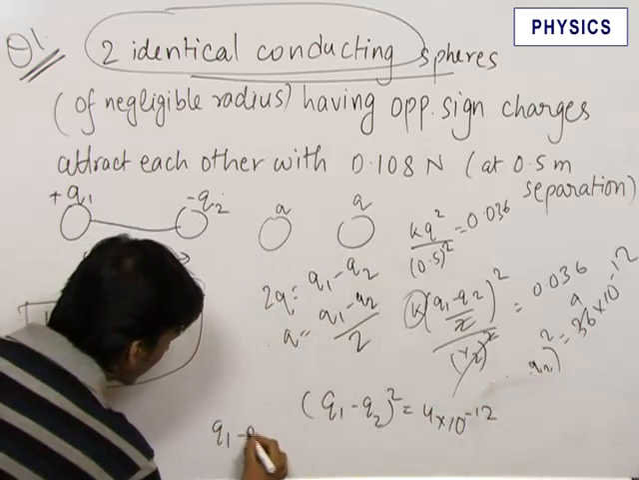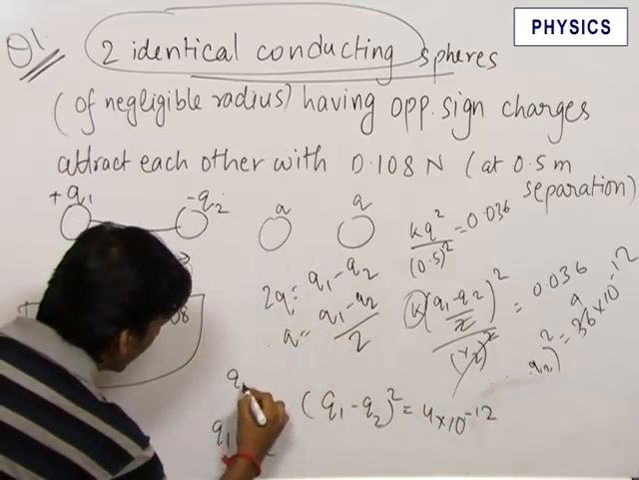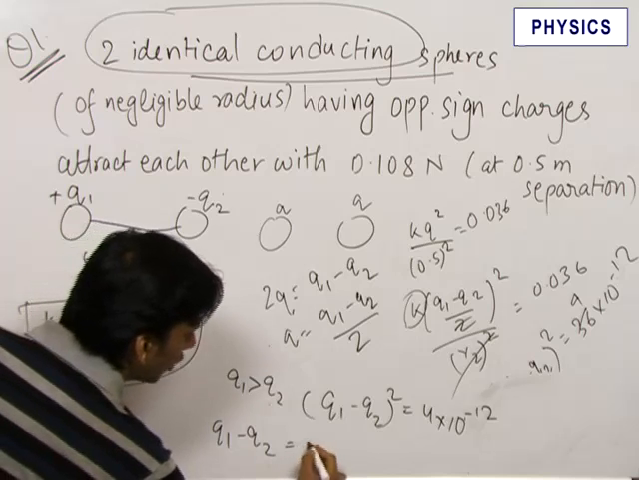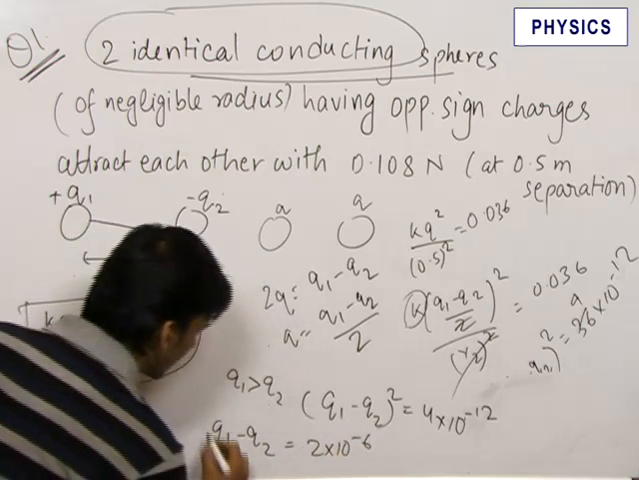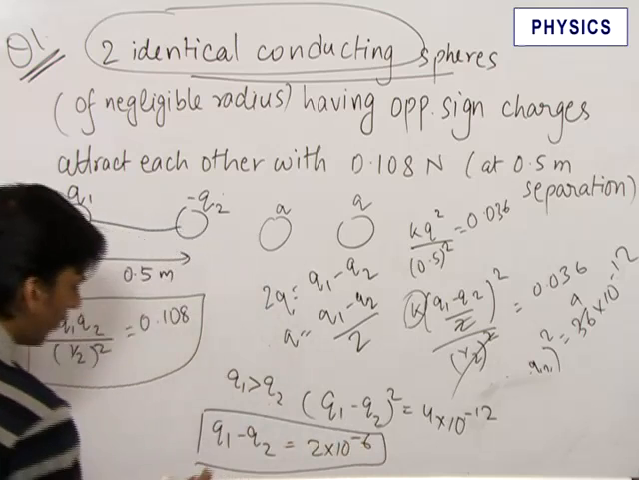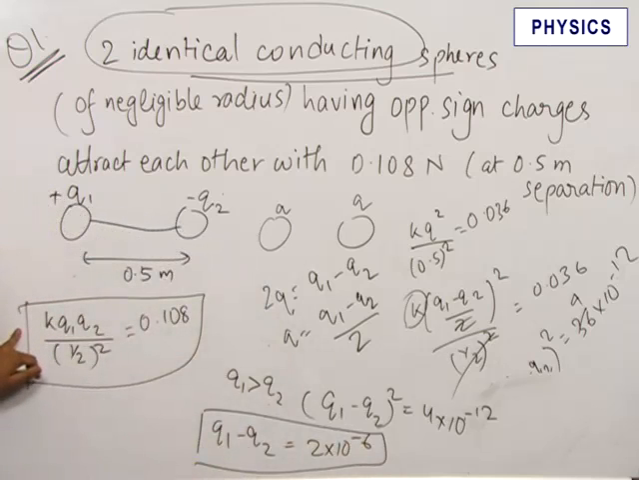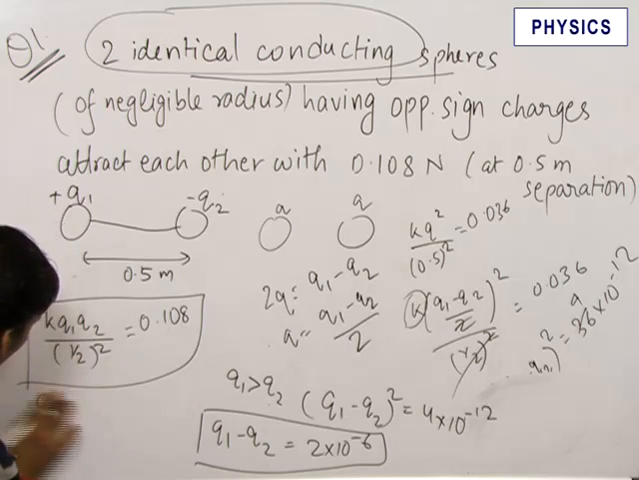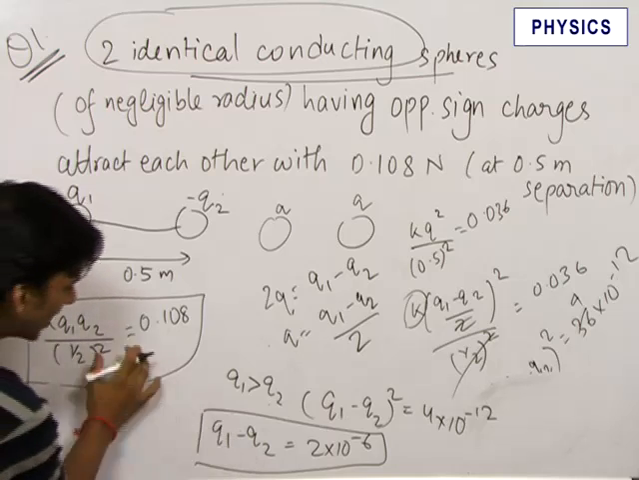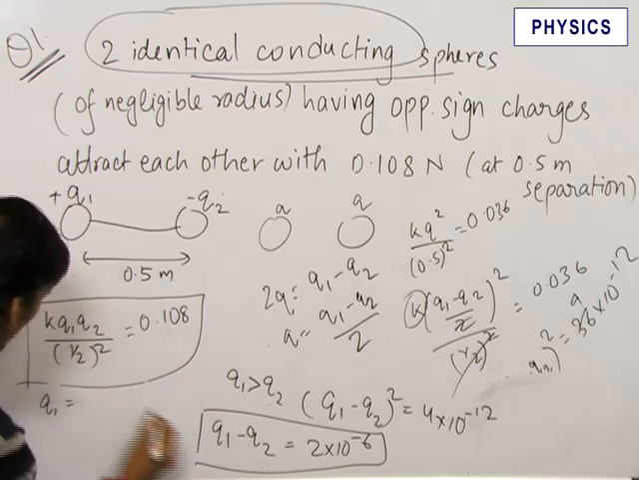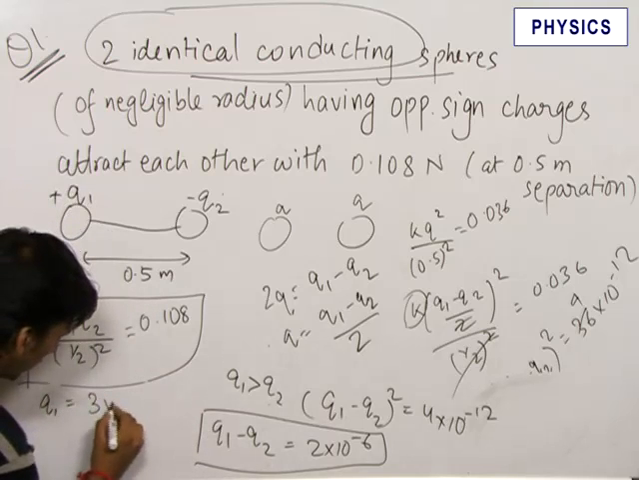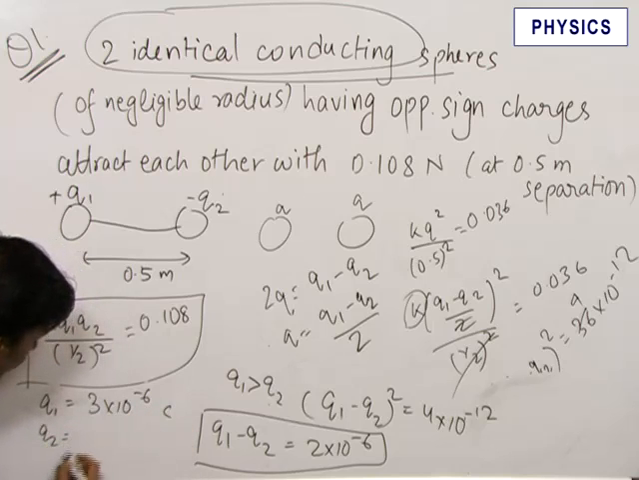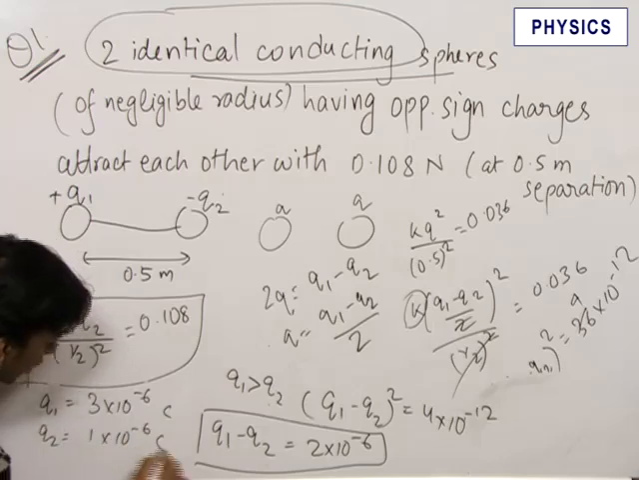Therefore we get q1 minus q2. Let us take q1 greater than q2. q1 minus q2 is equal to 2 into 10 raised to power minus 6. Therefore this is one equation and this is the second equation. On solving these two equations, we can easily get the value of q1 and q2. The value of q1 comes out to be equal to 3 into 10 raised to power minus 6 coulombs, and the value of q2 comes out to be equal to 1 into 10 raised to power minus 6 coulombs.